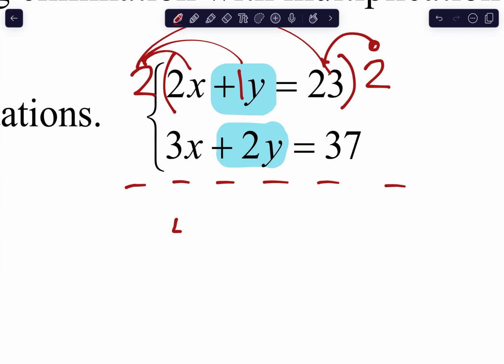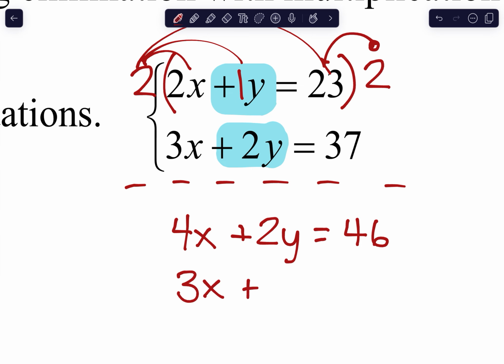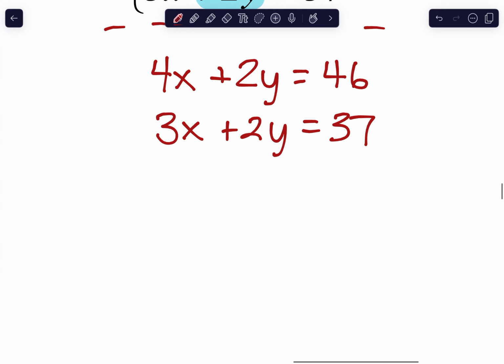So 2 times 2x is 4x. 2 times 1y is plus 2y. 2 times 23 is 46. And then I'm just going to write my other equation down as it is underneath of it. And then if we look, we can say, oh, okay, I now created the problem we had yesterday. So this problem here is exactly what we had yesterday. I now have 2 numbers that are the same. So if they are the same, just like yesterday, we subtract.